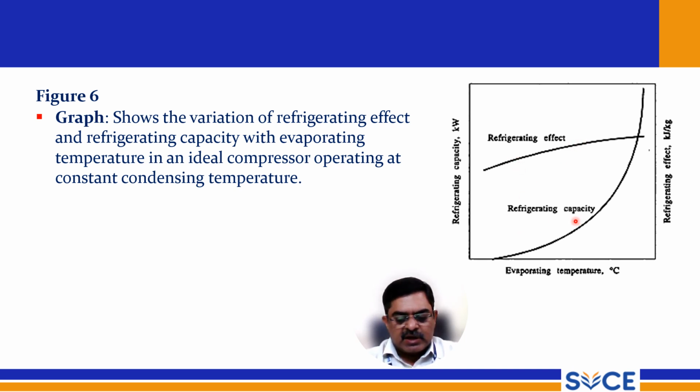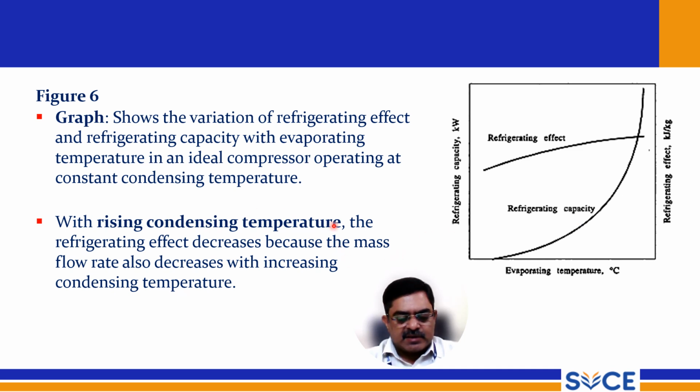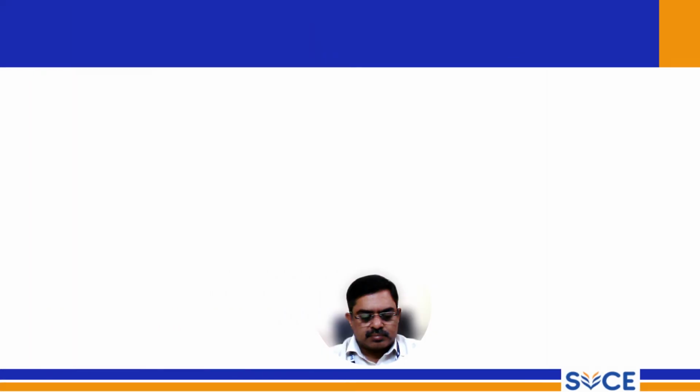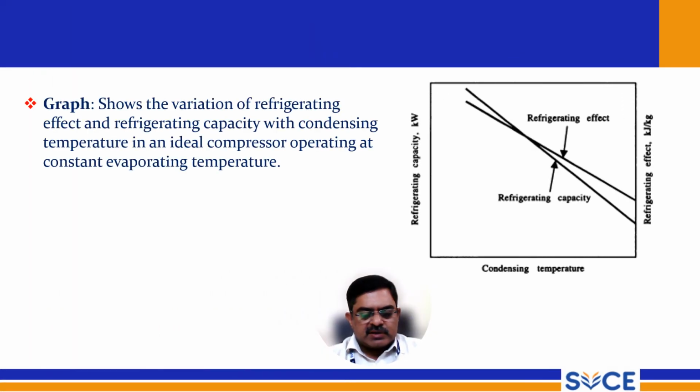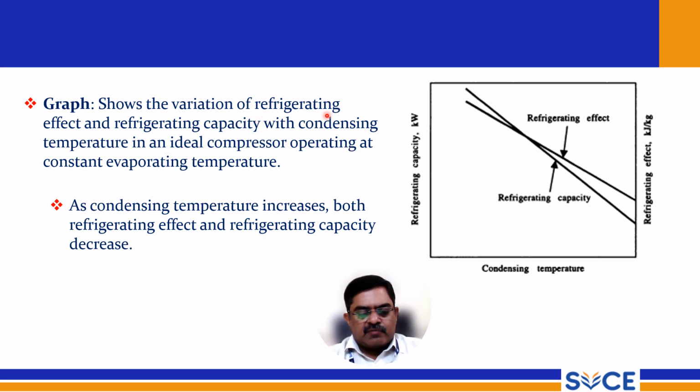So this is the graph for these three parameters, and we are drawing the curve for refrigerating effect as well as refrigerating capacity. With rising condensing temperature, the refrigerating effect decreases because the mass flow rate also decreases with increasing condensing temperature. Another graph shows the variation of refrigerating effect and refrigerating capacity with the condensing temperature in an ideal compressor operating at constant evaporating temperature. As condensing temperature increases, both the refrigerating effect and refrigerating capacity decrease. So this is the refrigerating capacity and refrigerating effect between these three axes.